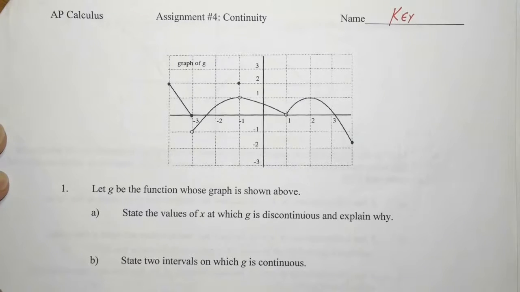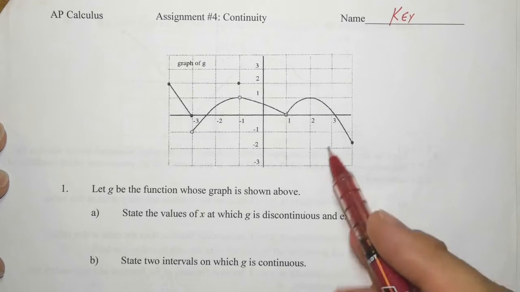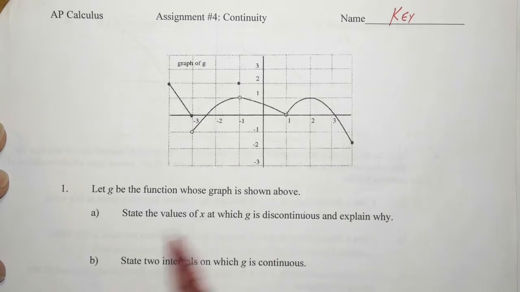Assignment number 4, dealing with continuity. Number 1, we're given the graph of g, and for starters we have to state the values of x at which g is discontinuous and explain why.